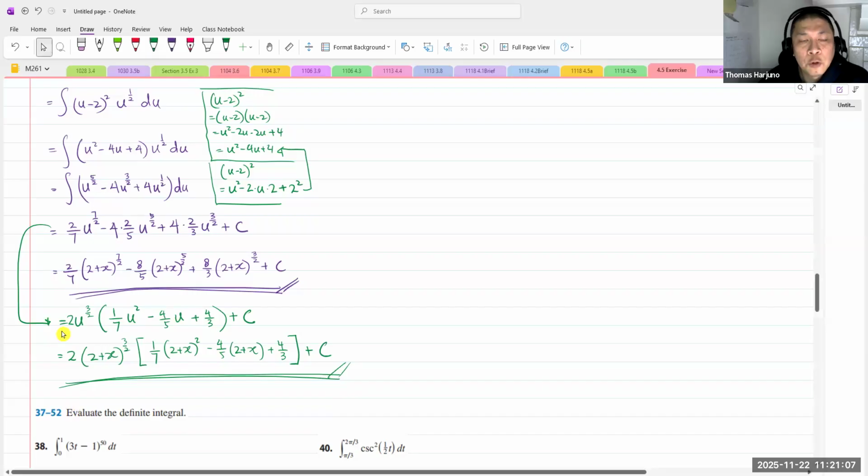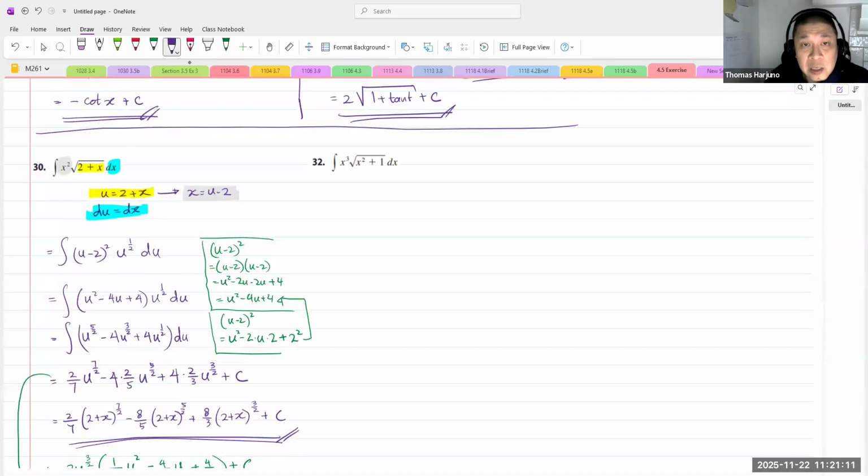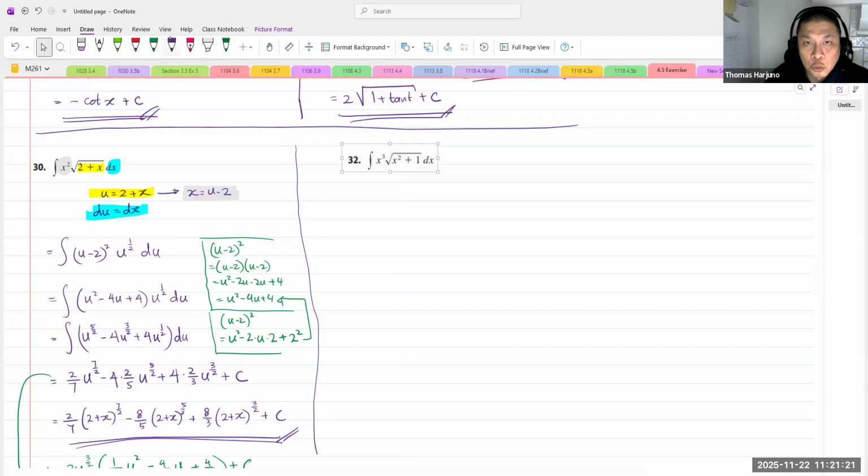I give you the green one because I anticipate you will go far in your calculus, even to differential equations maybe. And in differential equations class, you may need to do it that way. Okay, let me go on.